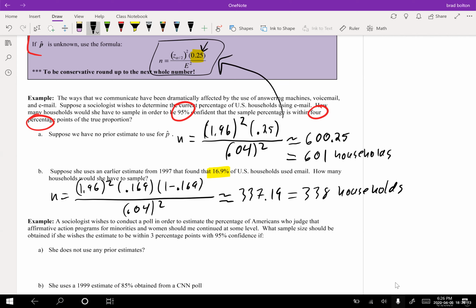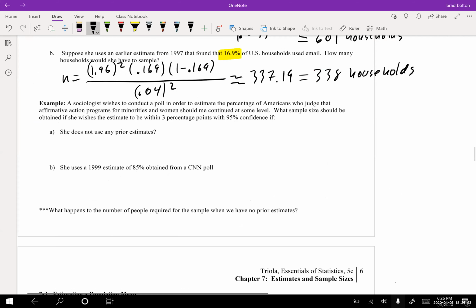So I hope you guys see that by having some point estimate, somewhere to start, somewhere to make an educated guess, the number that you need to dance around, by having some kind of point estimate from a sample or a previous study, in this case, it almost cut down on half of our work. We only had to interview 338 houses versus 601. Okay, so having a previous estimate can really, really help with that problem.